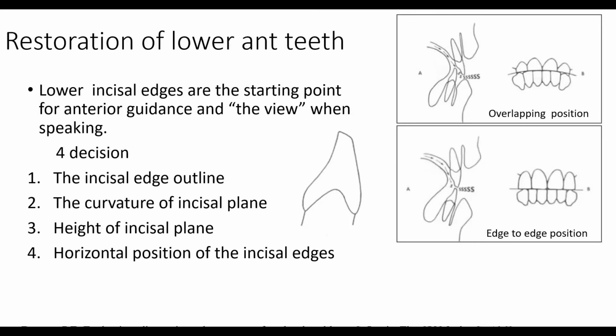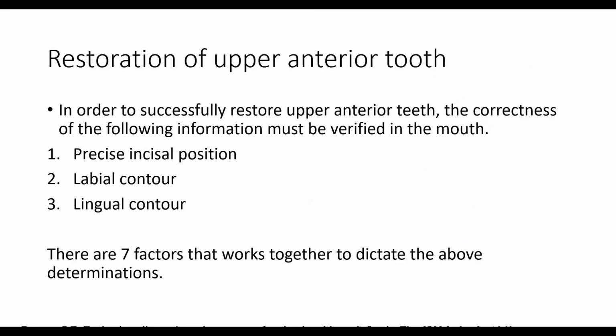So coming to the registration of the lower anterior teeth, the lower incisal edges are the starting point of the anterior guidance and the view when speaking. So the four decisions, that is the incisal edge outline, the curvature of the incisal plane, the height of the incisal plane, and the horizontal position of the incisal plane, should be adjusted first. Coming to the restoration of the upper anterior teeth, once the lower teeth are positioned accordingly, the restoration of the upper teeth can be done. In order to successfully restore the upper anterior teeth, the correctness of the position of the teeth can be verified in the mouth with the precise incisal position, the labial contour, and the lingual contour of the teeth.